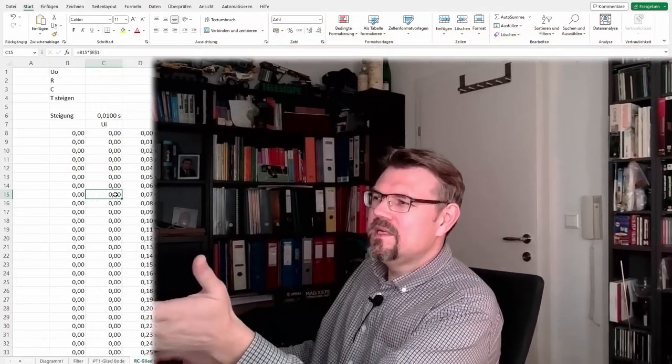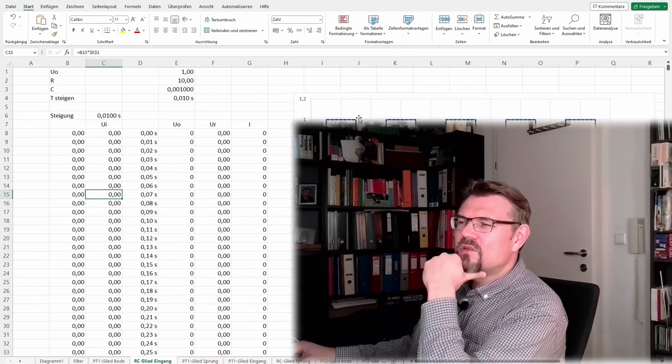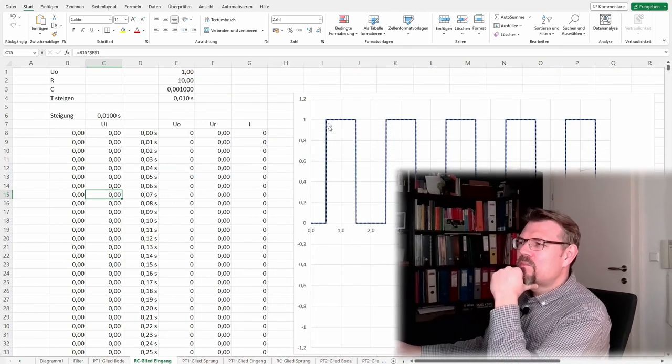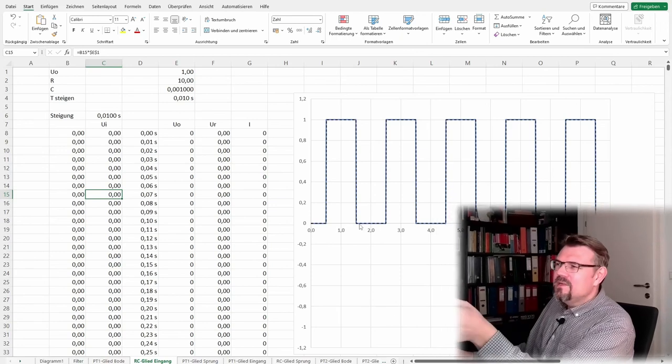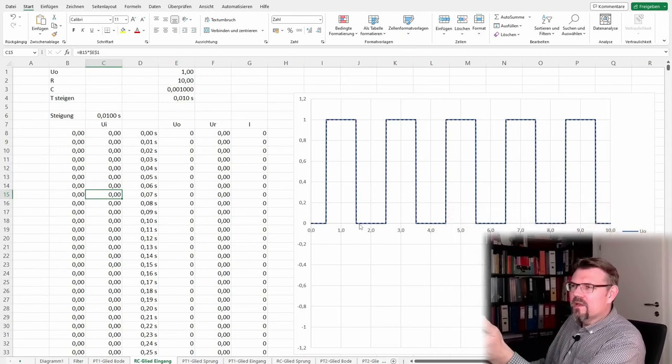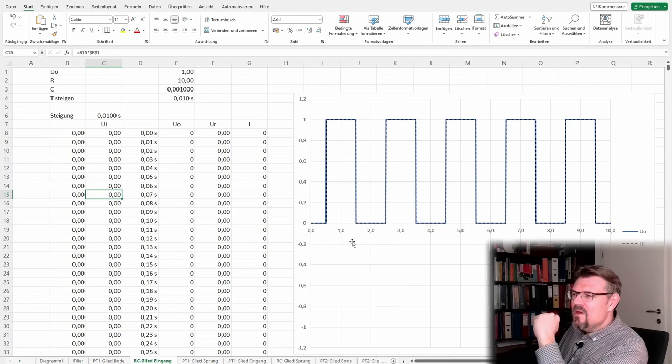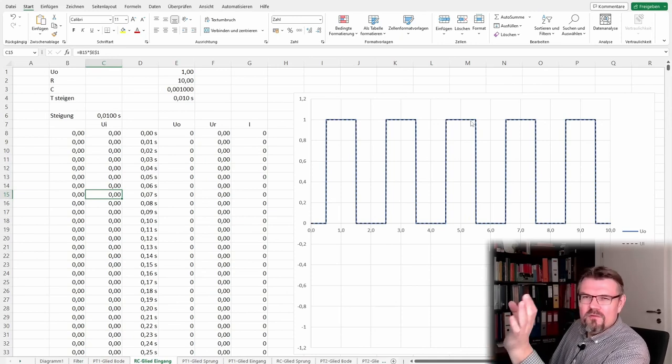So here we see the swinging. We have UI, this is the dotted line, and we have the blue line, that's UO. And we see they are looking the same. Why are they looking the same? Because the swinging, these are seconds here, is always 1 second up, 1 second down. 1 second up, 1 second down, 1 second up, 1 second down. So it is actually two seconds per swing. It's half a hertz.